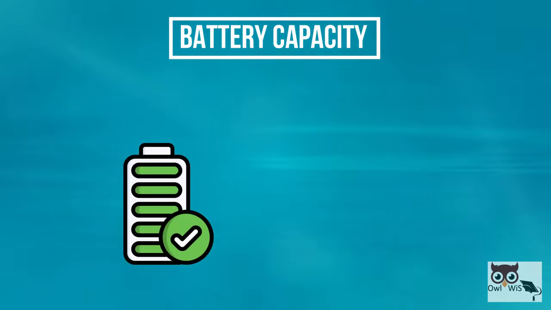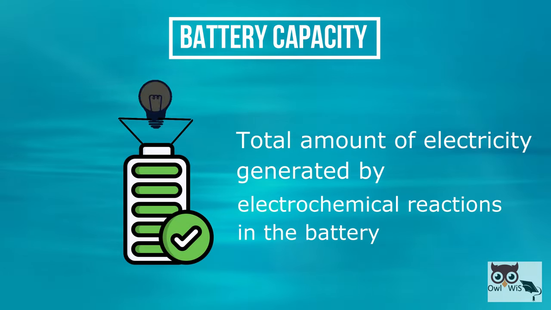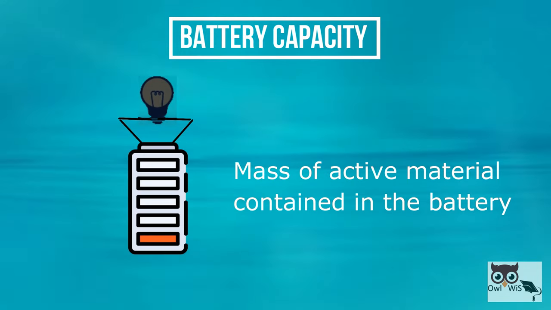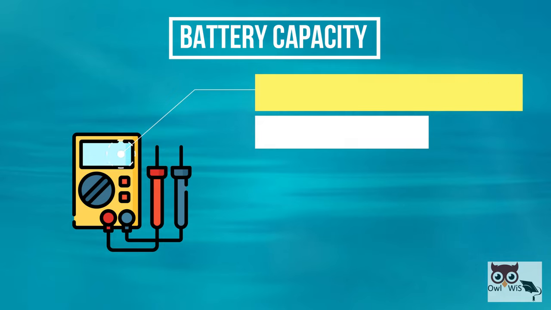Battery capacity is defined as the total amount of electricity generated by electrochemical reactions in the battery and is determined by the mass of active material contained in the battery. The unit for measuring battery capacity is ampere hour.